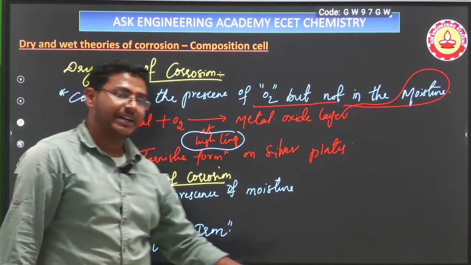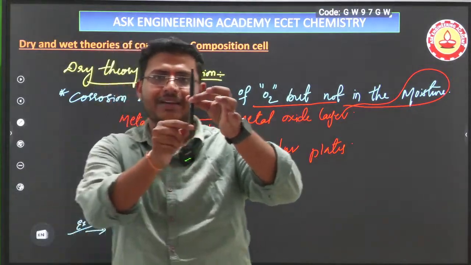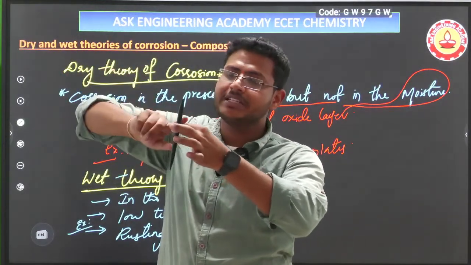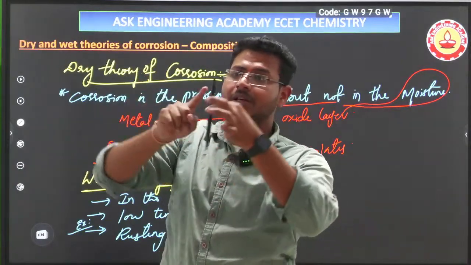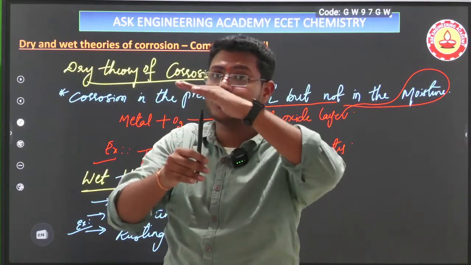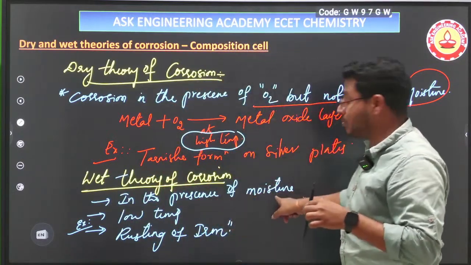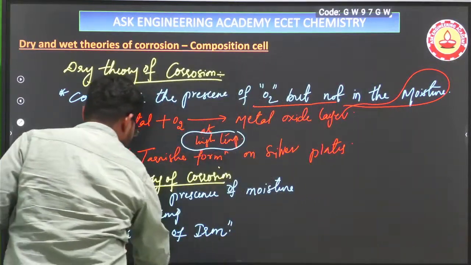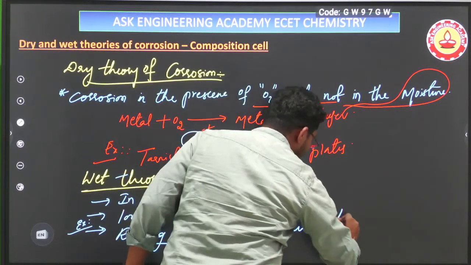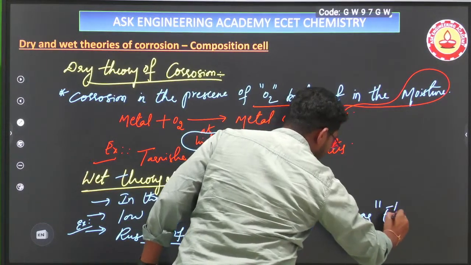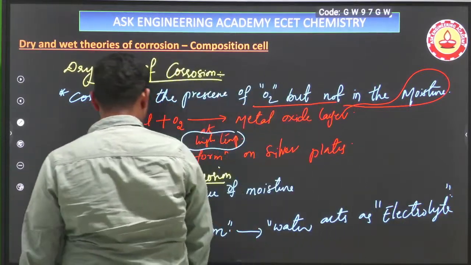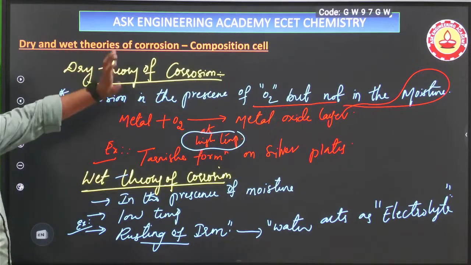In the case of rusting of iron, imagine this is an iron rod. When the iron rod is placed in the atmosphere, in the presence of water vapor, when this metal is exposed to atmospheric oxygen, a brownish or orangey colored layer will form, that is called rust. Here rusting or corrosion of iron metal happens in the presence of both moisture and air. In rusting, water or water vapor acts as electrolyte. I will explain what is meant by electrolyte in the next chapter itself. So this is all about dry and wet theories of corrosion.